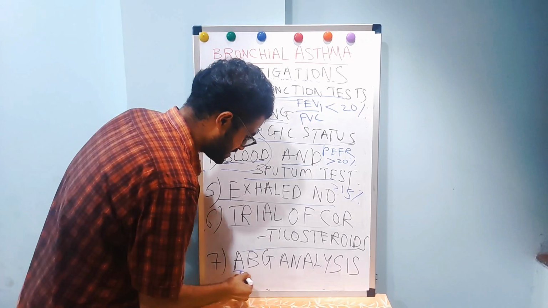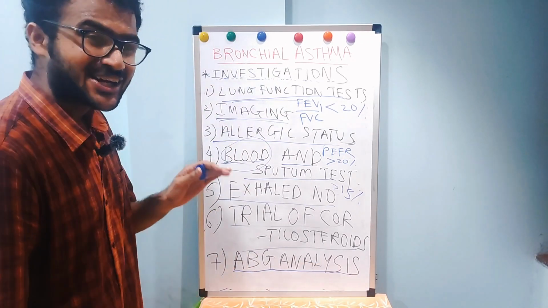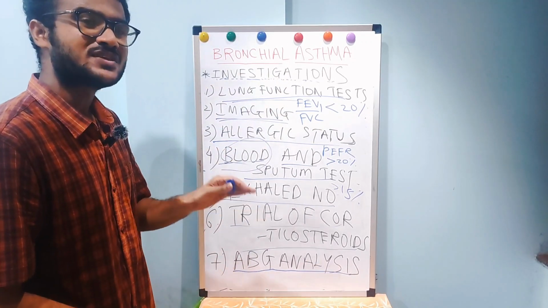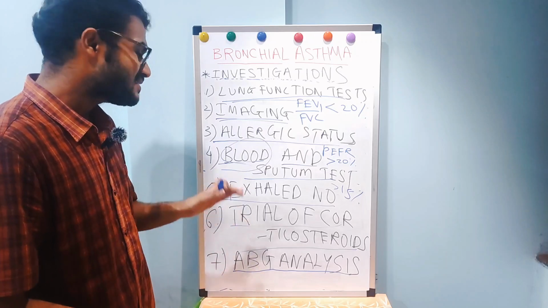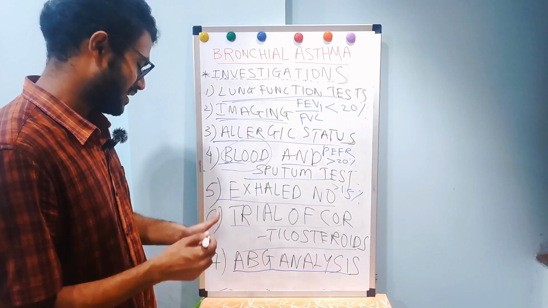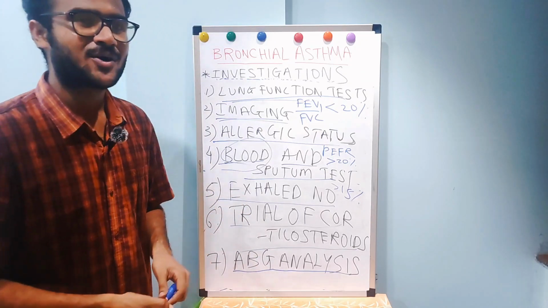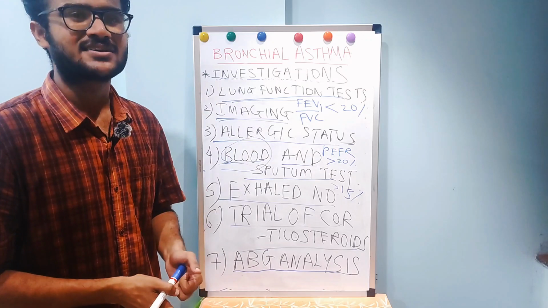ABG analysis. During acute attack, during exacerbation, there is hypoxia and hypocarbia, and during severe acute attack there is hypercarbia. So basically that is about the investigations of bronchial asthma. Thank you.